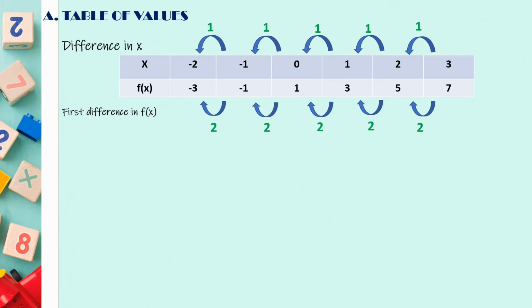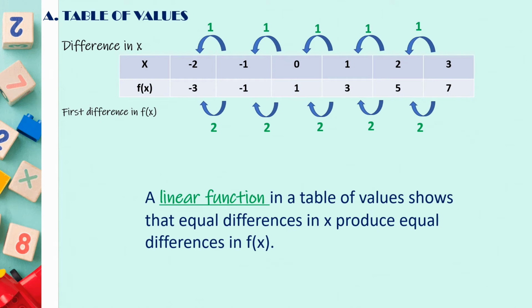Now, if the first difference in f of x are equal, it is not a quadratic function. It is a linear function. A linear function in a table of values shows that equal differences in x produce equal differences in f of x.